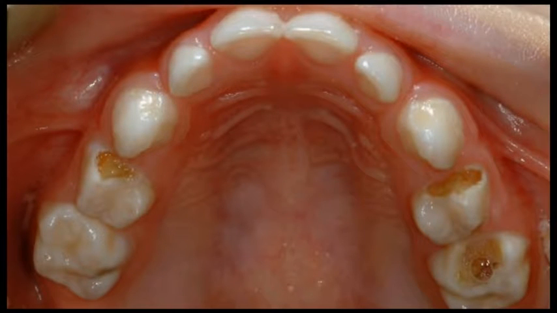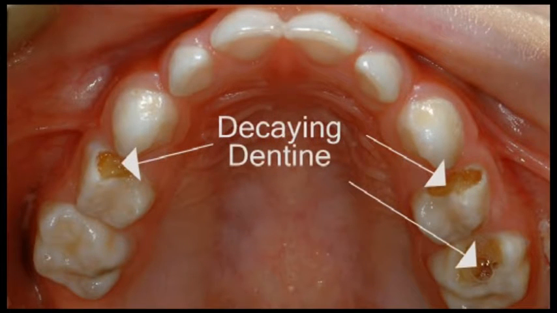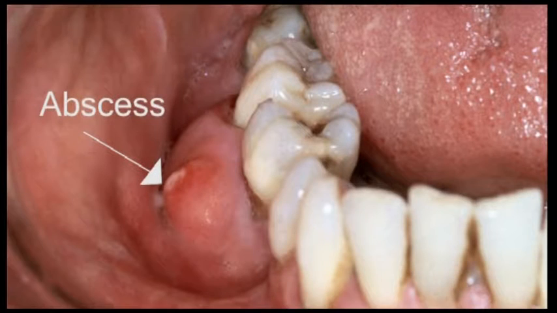How do you know if you really got a cavity? What does it feel like? Well, some people feel it before cavitation, which is a hole in the tooth which can be seen or felt. But some people don't feel anything until a hole is clearly visible. When the dentine is decaying, it feels like an on and off pain with hot things, cold things, or sometimes sweet things. Look at the little white blob on the gum.